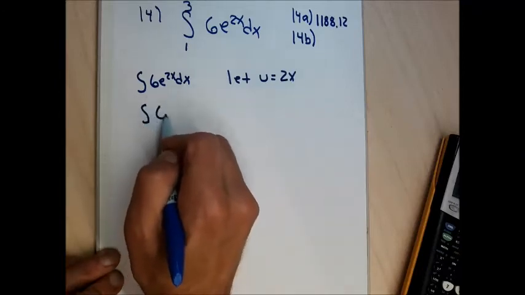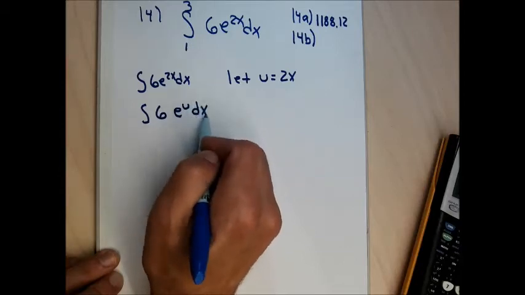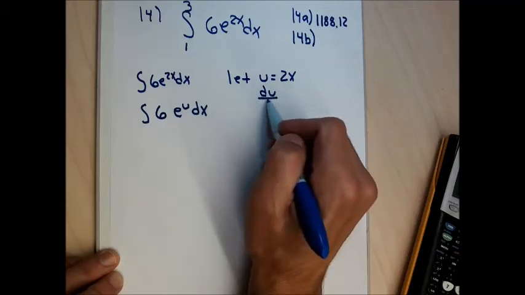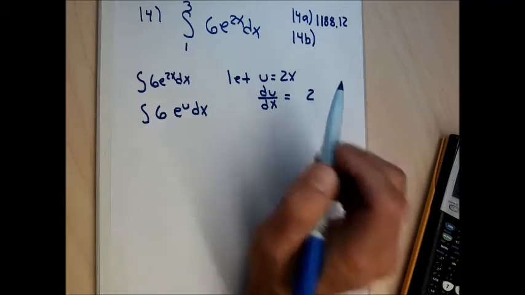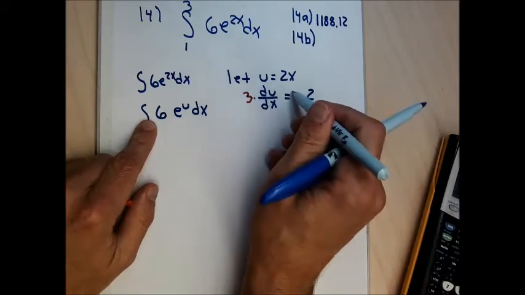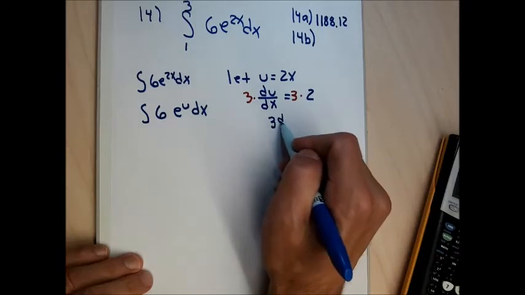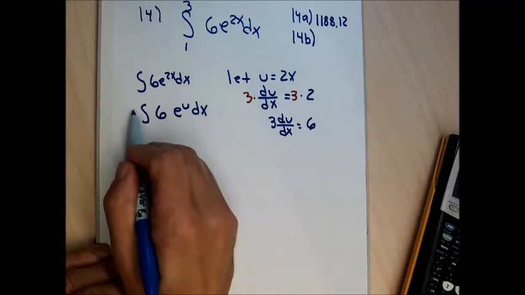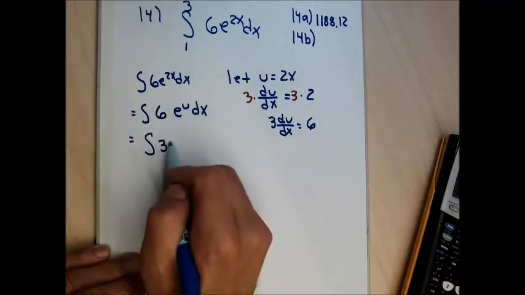I'm going to rewrite this problem as 6e to the u dx. I'm going to take the derivative of this with respect to x and get du/dx on the left side. The derivative of 2x is just 2. I'm trying to replace the 6, so I'm going to multiply both sides by 3. And this is going to give me 3 du/dx equals 6. So I'm going to replace the 6 with the 3 du/dx.